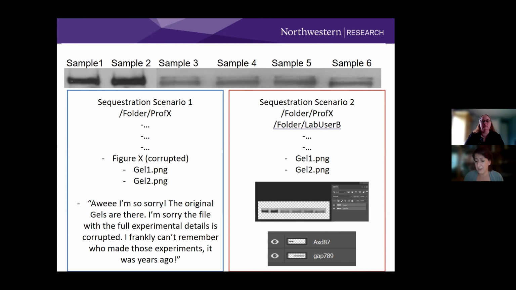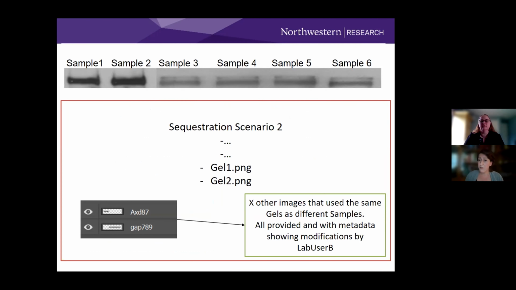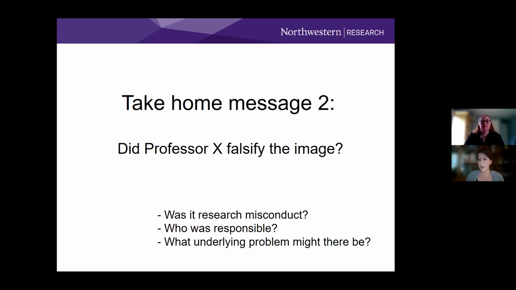So we start to look a little bit further and we try to figure out where these layers come from. By looking further, we find a number of other images that were slightly modified, more or less nudged, changed, and everything that happened to those files, creation, all the metadata show modification by abuser B. Now, why is this important? Did Professor X actually falsify the image? Was the first claim correct? Was it research misconduct? Maybe. Who was responsible? Maybe in the first instance, at least for the falsification itself, it wasn't Professor X, or maybe it was, and I don't know, create another.